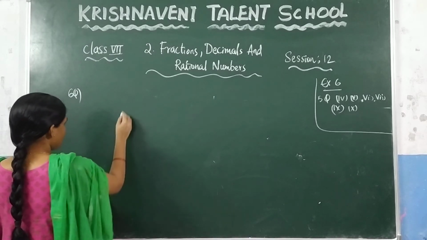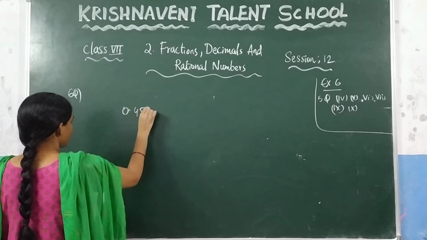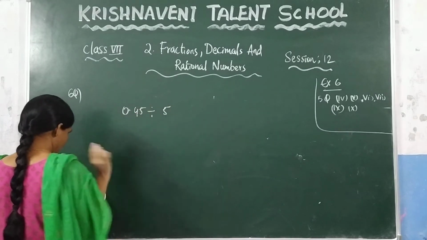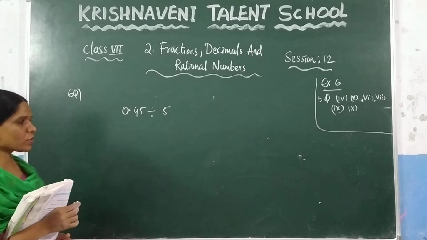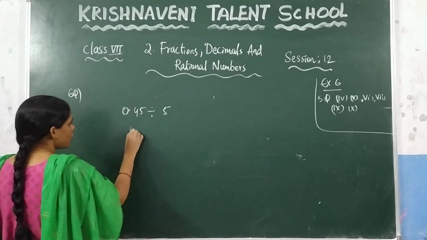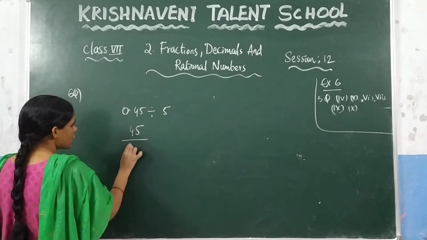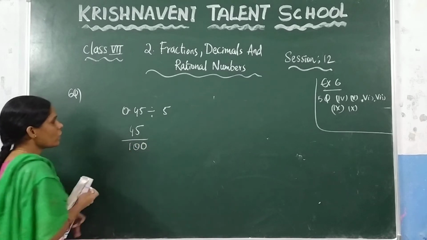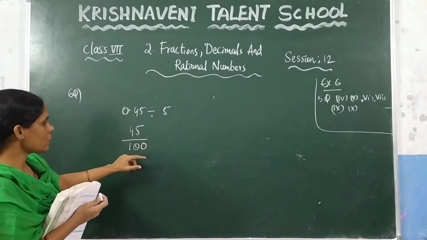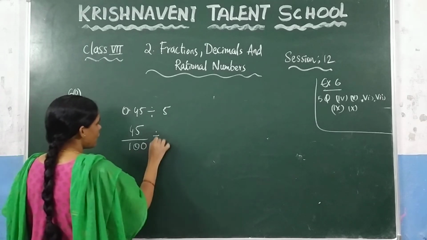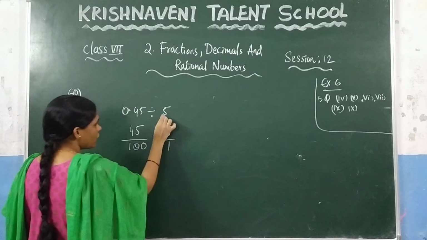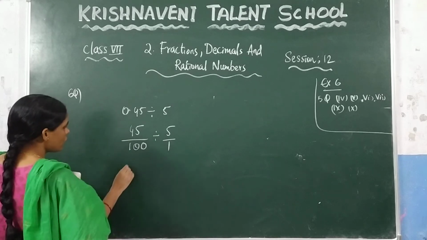In the second one, what they have given is 0.45 divided by 5. So here you need to find the division of these two numbers. Write it here. You can write 0.45 as 45 by 100, because after the decimal point two numbers are there, so in the denominator keep 2 zeros. Divided by 5 by 1, you can write 5 as 5 by 1. So here what will we get?